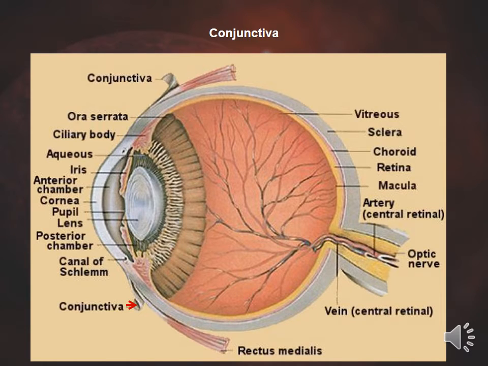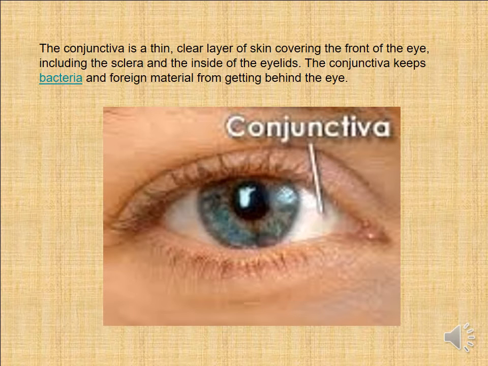And beyond the eyelid, we have a structure called the conjunctiva. The conjunctiva, as you see in this, is a thin, clear layer of skin covering the front of the eye, including the sclera and the inside of the eyelid. The conjunctiva keeps bacteria and foreign material from getting beyond the eye, preventing any entering of microorganisms or any microstructure that enter the eye wall.